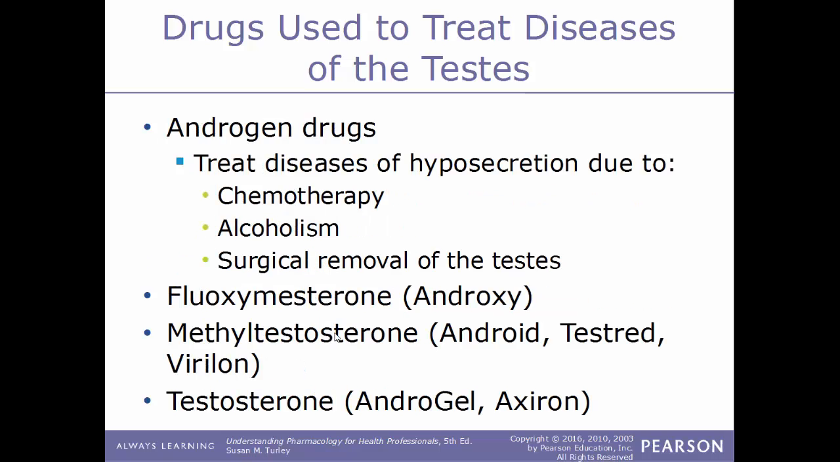Now, androgen drugs are also used to treat diseases of hyposecretion of testosterone, also caused by chemotherapy, alcoholism, or even surgical removal of the testes. And some examples of an androgen drug would be fluoxymesterone, also known by the trade name Androxy, methyltestosterone, also known by the names Android or Testrid or Virilon, and testosterone, sold under the brand names Androgel or Axiron.